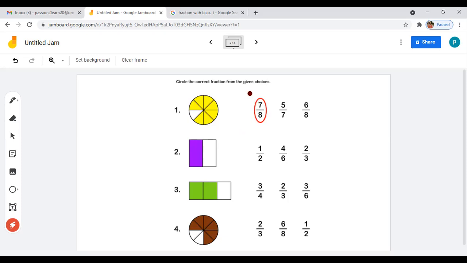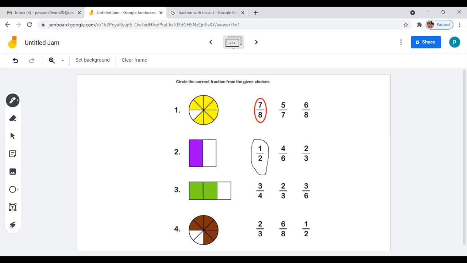Now we understood, right? Let's look at the next one. So in this one, how many parts has it been divided into? Yes, you can see 2 parts. Alright. So which one is shaded? Yes, this is the shaded part. Alright. So it is 1 by 2. So can we circle the answer? 1 by 2.